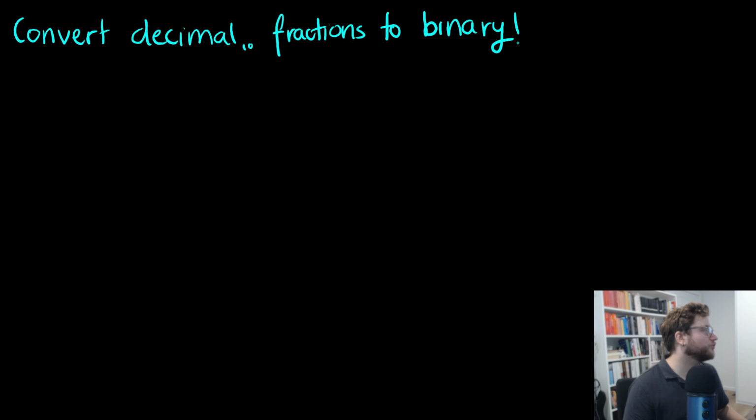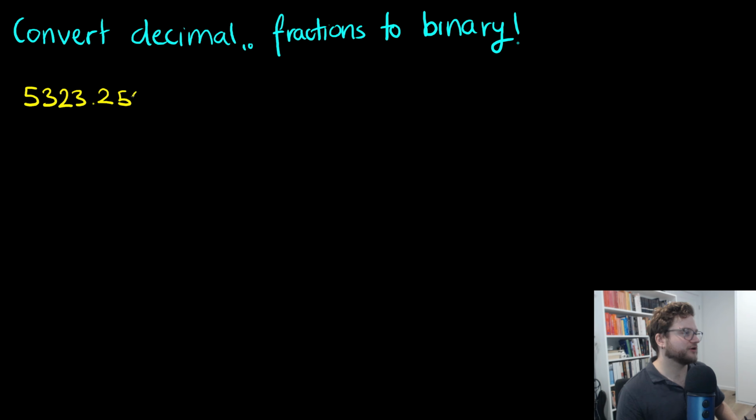Today I'm going to use yellow. Okay, let's choose a decimal number: 5,323 point, let's say, 250. How do we convert this to binary?